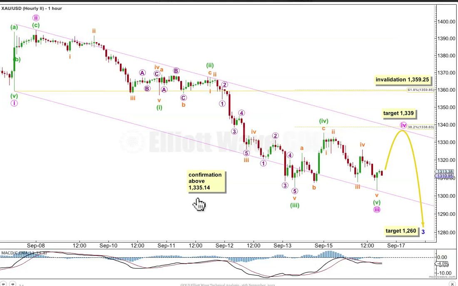So if we see movement above 1335.14 in the next 24 hours, look out for price to find resistance at this channel. That's how we draw it then, and here's the invalidation point.